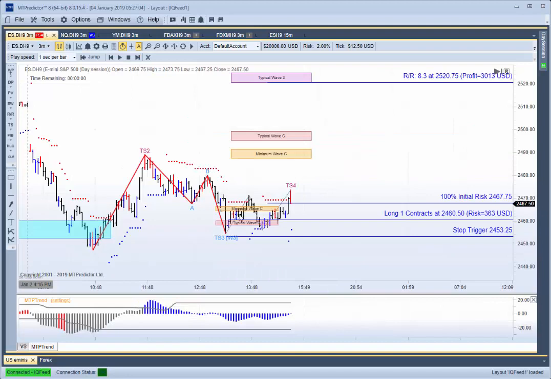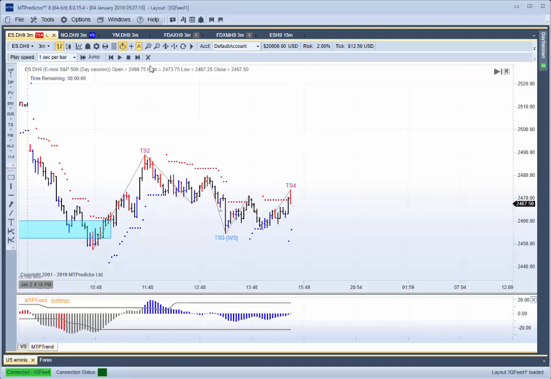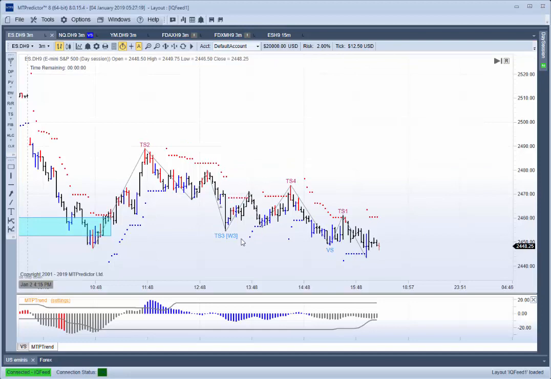So if you're long here off this W3 trade setup, you may well have brought your stop to break even at that particular point in time. So I just moved those risk reward lines. So you may well have actually come out with a break even trade. If you hadn't, then you would have been stopped out for a -1R loss.